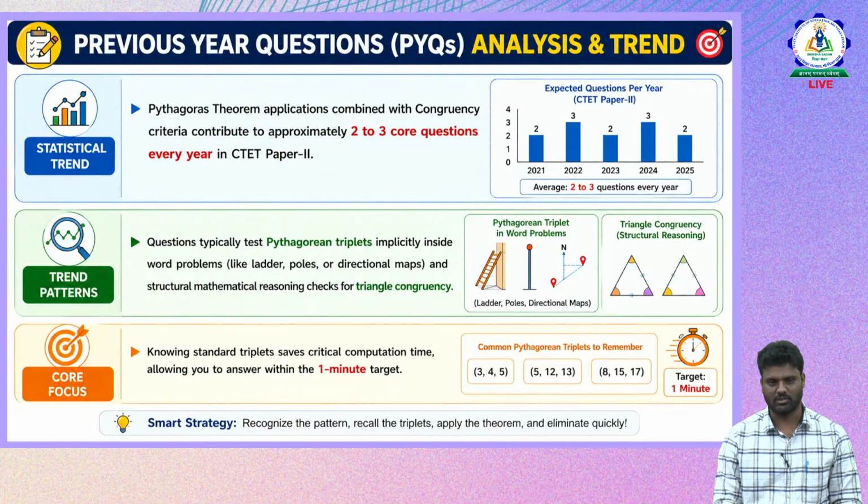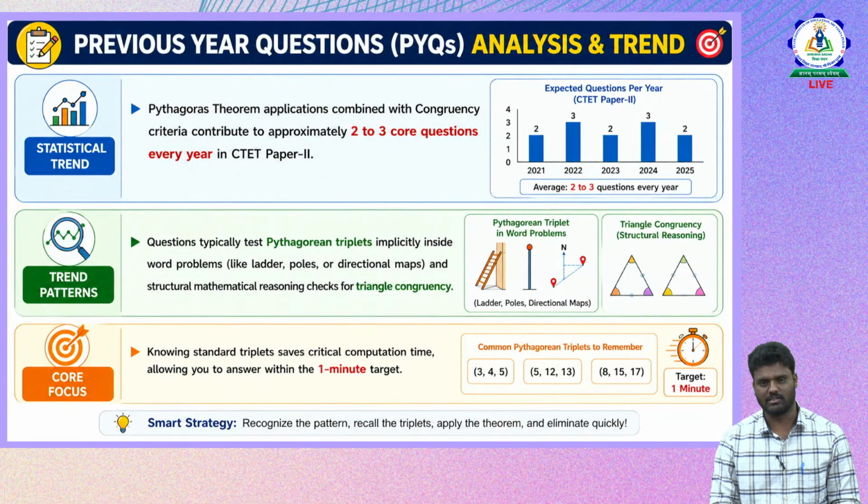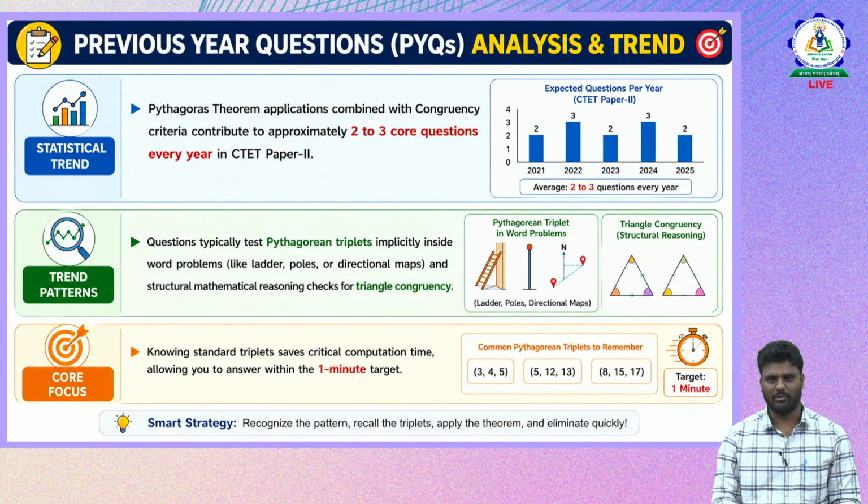From the previous questions, now let us try to understand what the concept of the Pythagoras theorem is, what the concept of congruency is, what the types of congruent triangles are, and how these concepts can be applied when we are solving mathematics problems. Okay, so moving to the next.